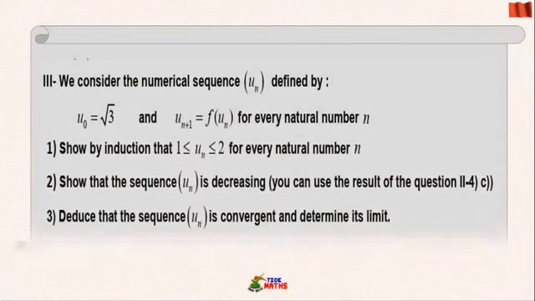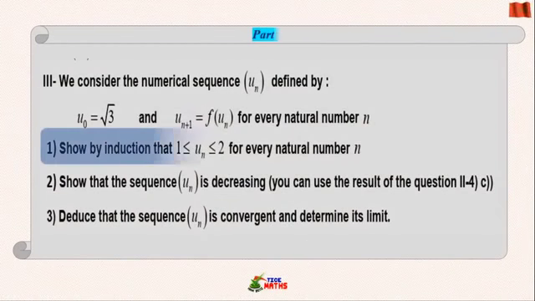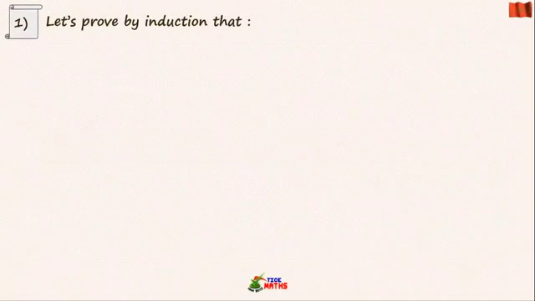Now we move to numerical sequences in part 3 of the problem. Question 1. We have to use a proof by induction to show that u n is between 1 and 2 for every n belonging to set N.